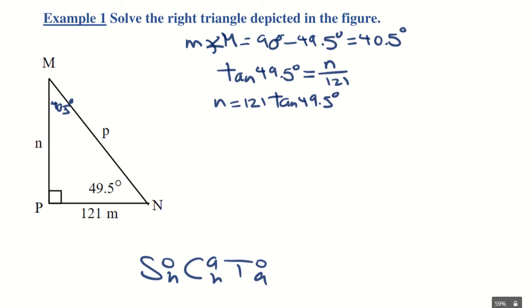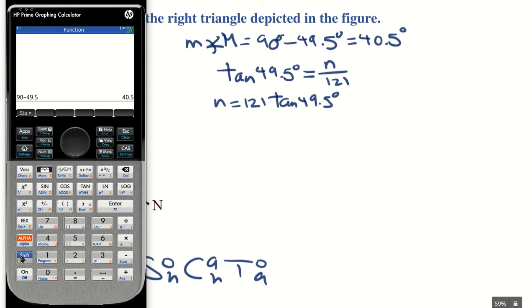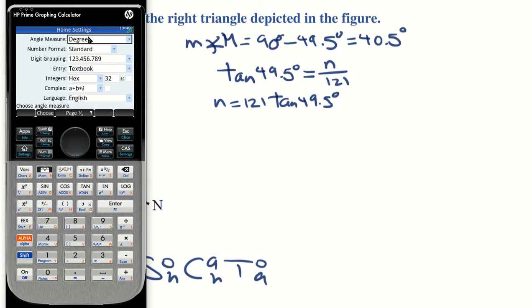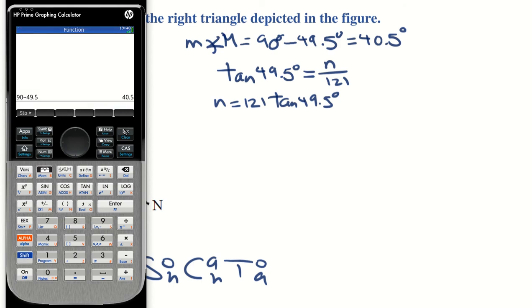All right, so now all we have to do is make sure we're in degree mode. You do that at least once per session to make sure somebody hasn't played with your calculator while you have been away from it, etc. And then we go ahead and multiply 121 by tangent of 49.5 degrees.